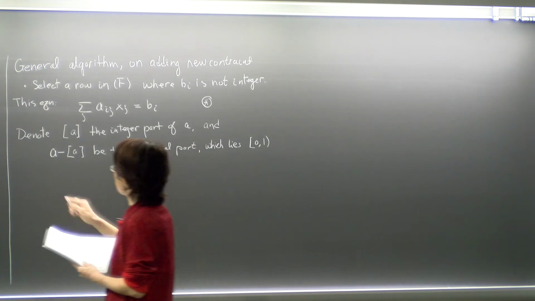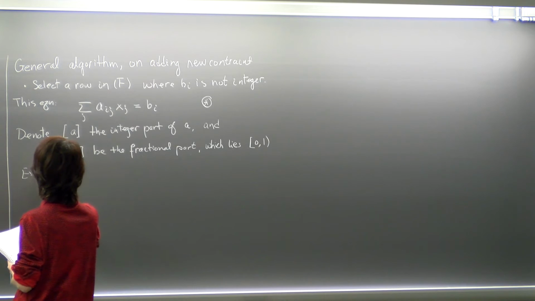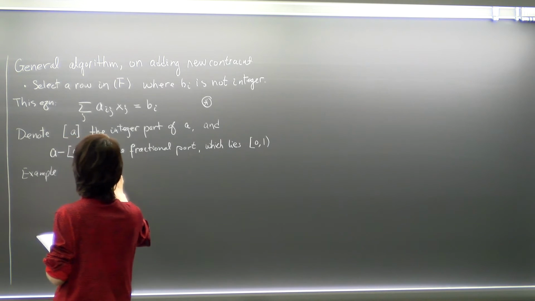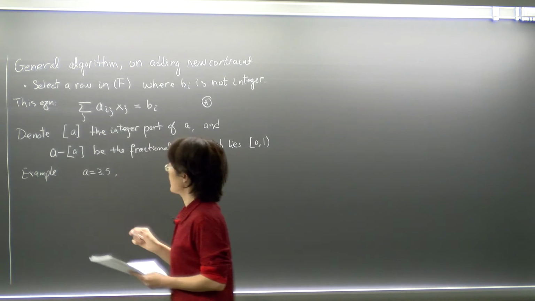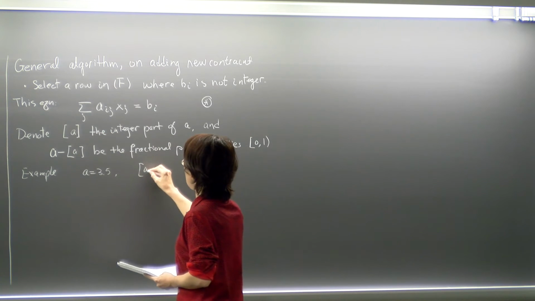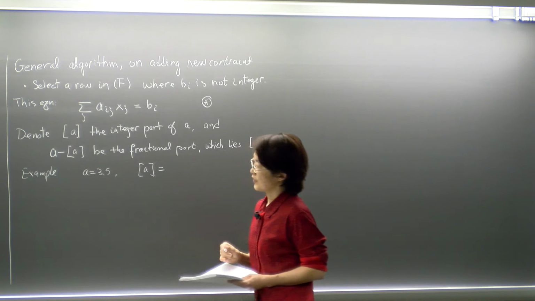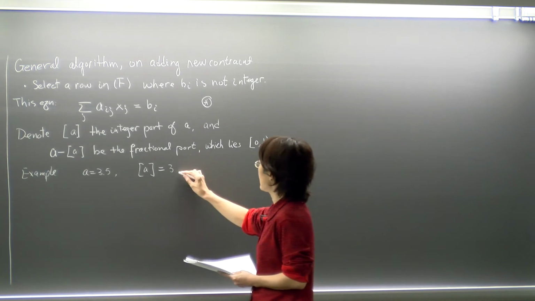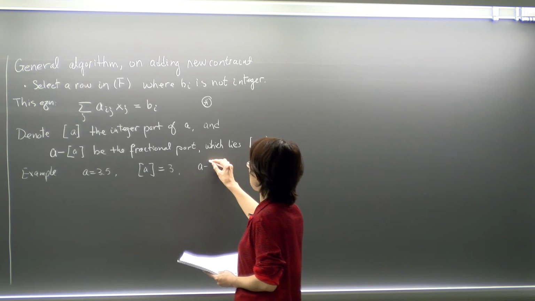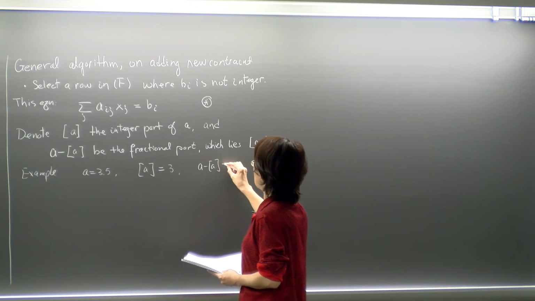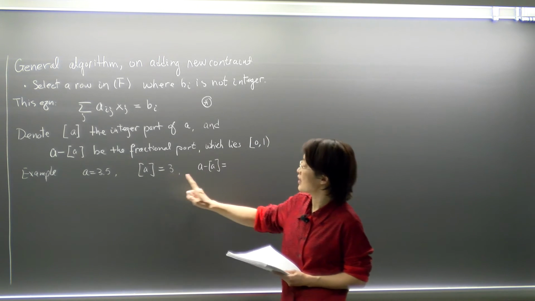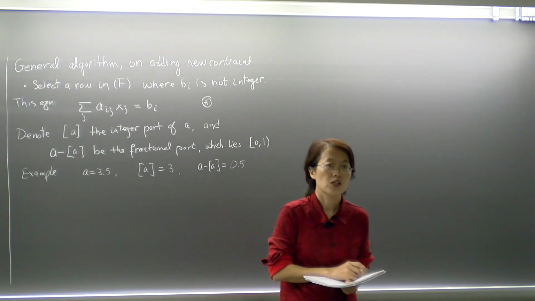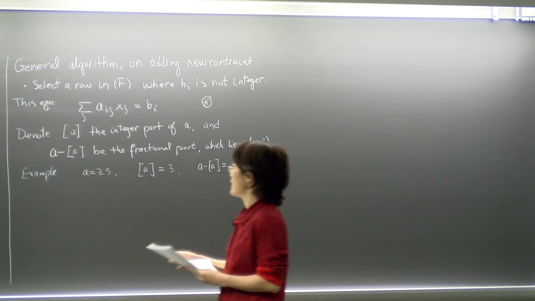So, for example, if I just take some silly example, let's say A equals 3.5. What will be the integer part of A? It's 3. Is that right? And what will be the fractional part of A? Well, it's 3.5 minus 3, which is 0.5. So for a positive number, it's clear.